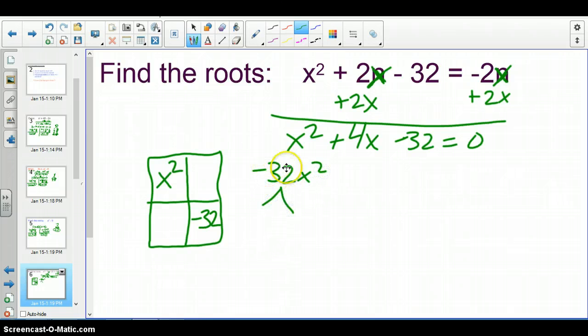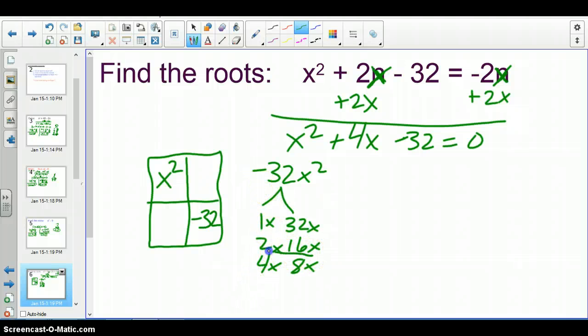Now, we need to find factors of 32. So factors of 32 are 1 and 32, 2 and 16, and 4 and 8. Okay, and we know factors of x squared are just going to be x and x, so we just add an x to all of these. Now, looking at these pairs here, we need to find a pair that adds up to positive 4, and when multiplied gets us a negative 32.